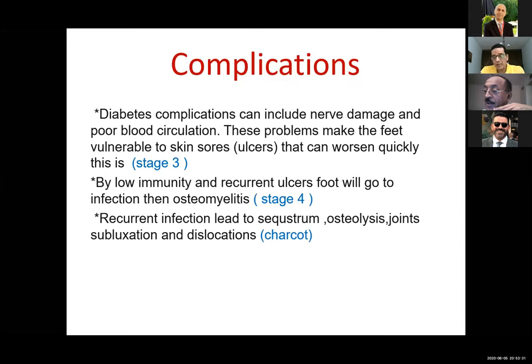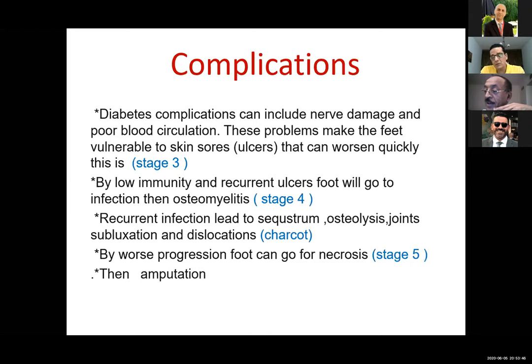This is sharp, so it is categorized. It's upgrading. Stage three, if unhealed and complicated, goes to stage four. Stage four, if unhealed, goes to Charcot. Unhealed, it goes to necrosis. So stage five, unhealed, goes to amputation. So we can cut this vicious circle from the first stage. If we cannot, we go to the second, the third, to avoid going to amputation.